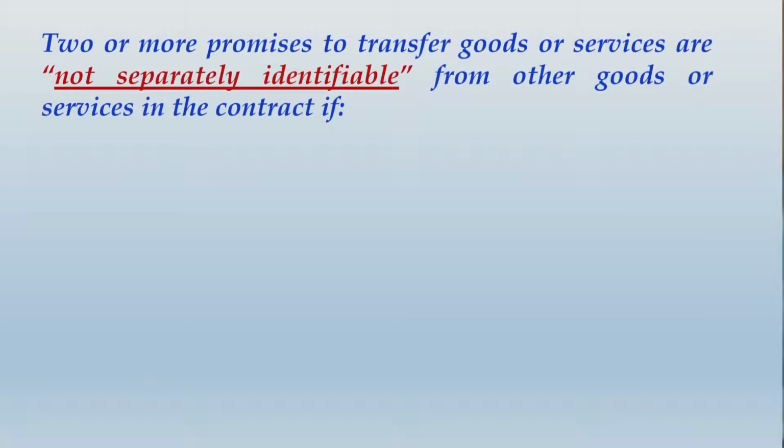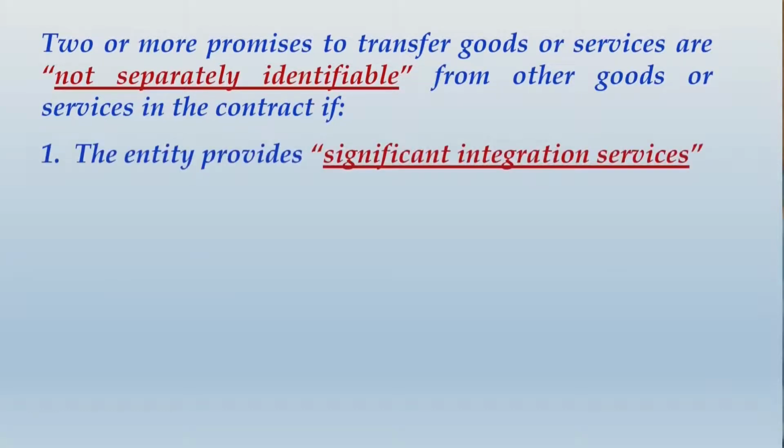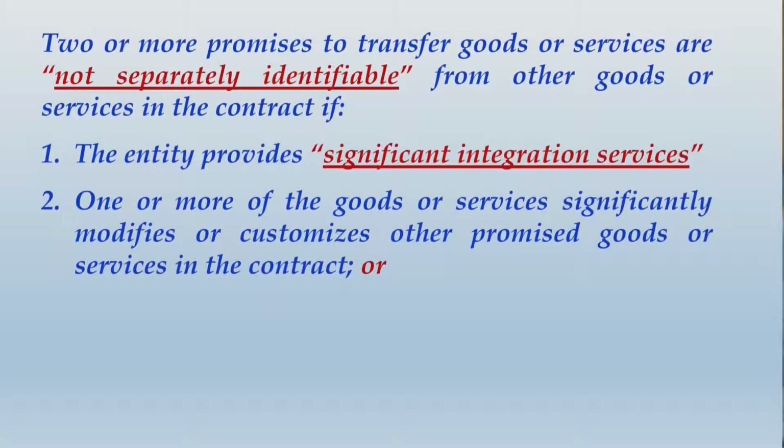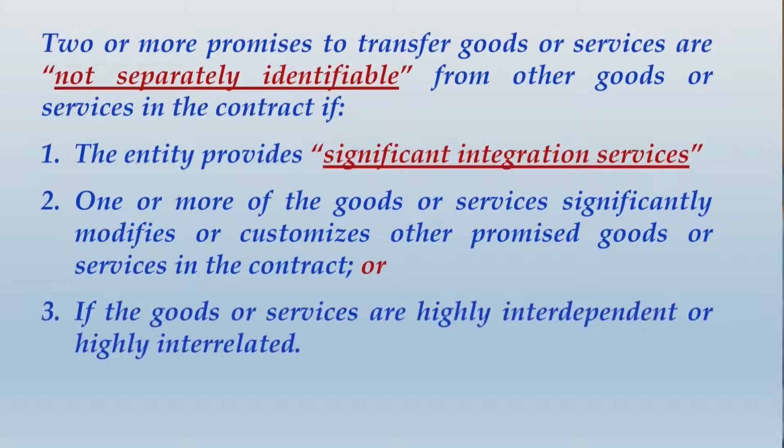Two or more promises to transfer goods or services are not separately identifiable from other goods or services in the contract if, first condition, the entity provides significant integration services, or second condition, if one or more of the goods or services significantly modifies or customizes the other promised goods or services in the contract, or if the goods or services are highly interdependent or highly interrelated.